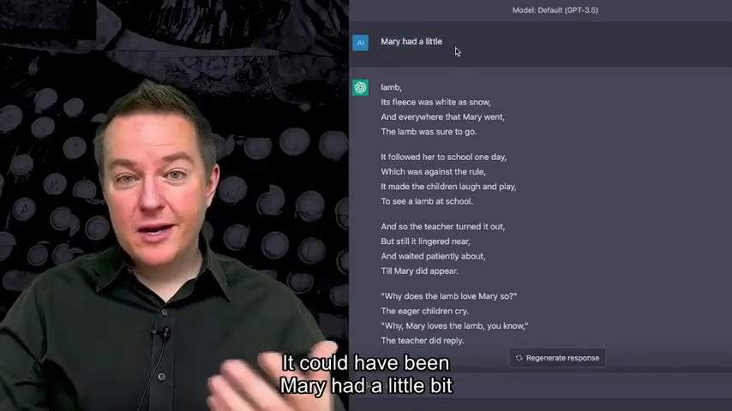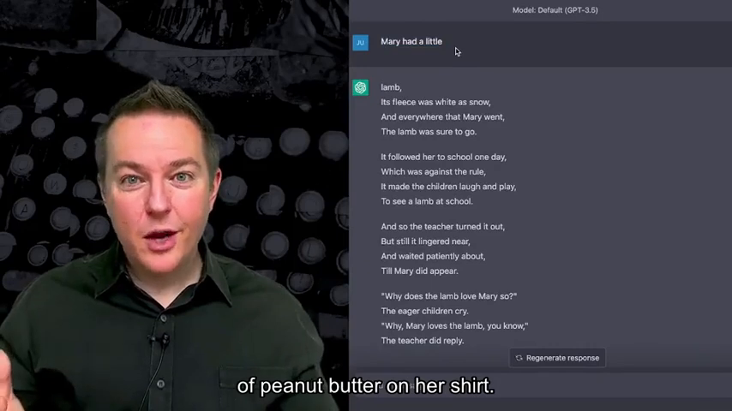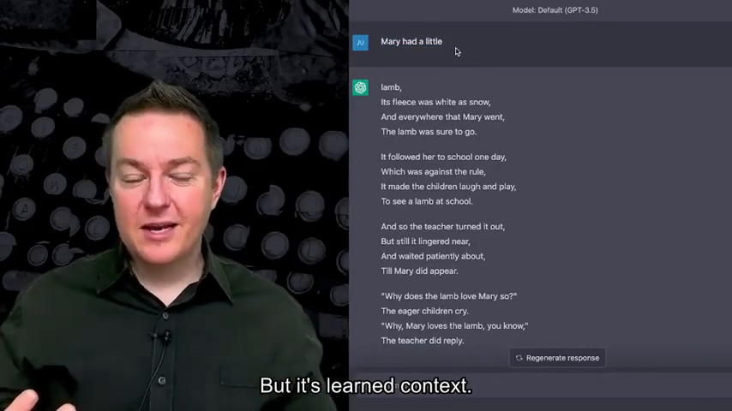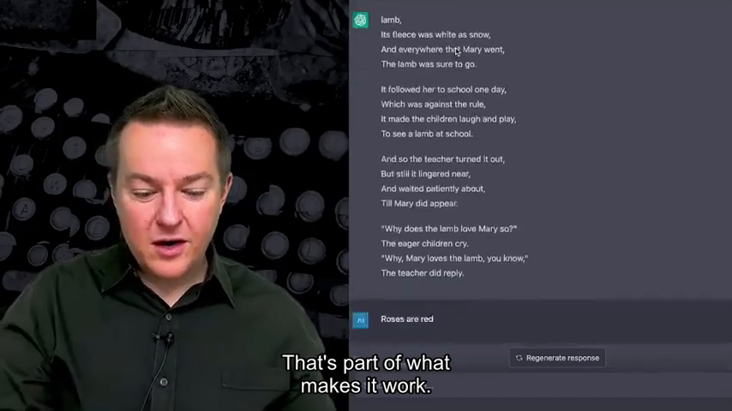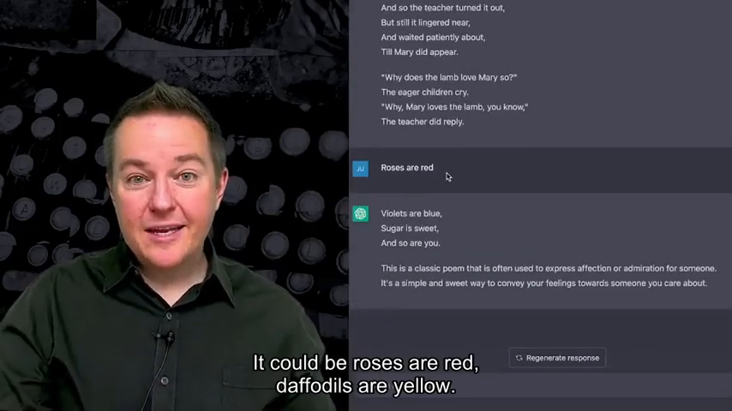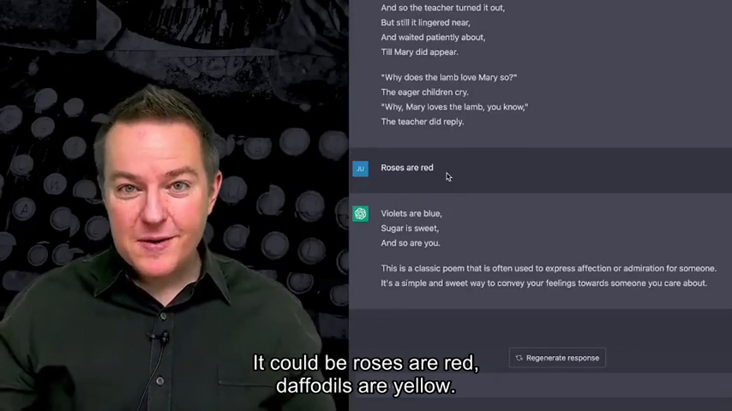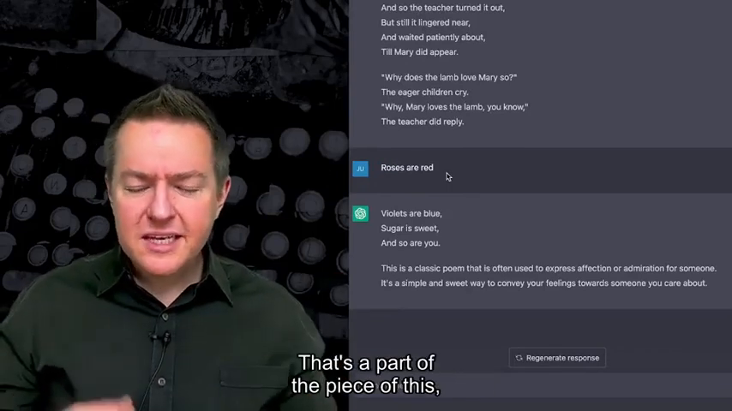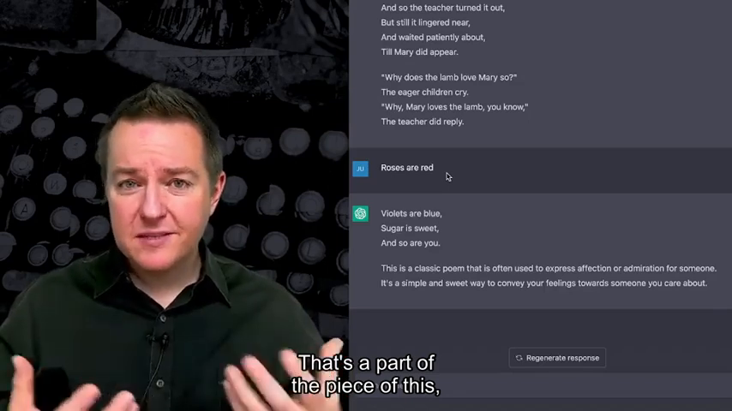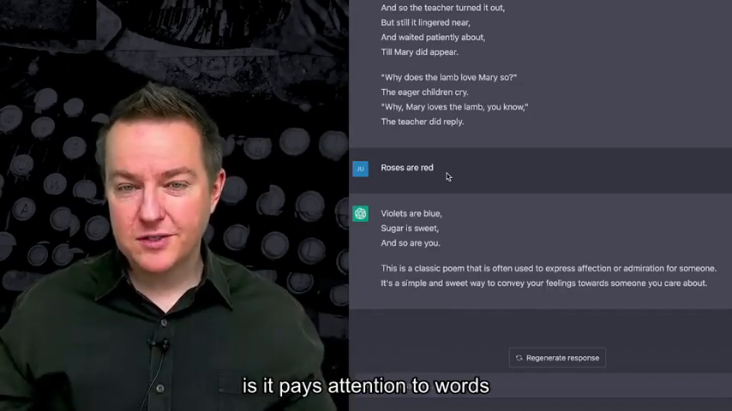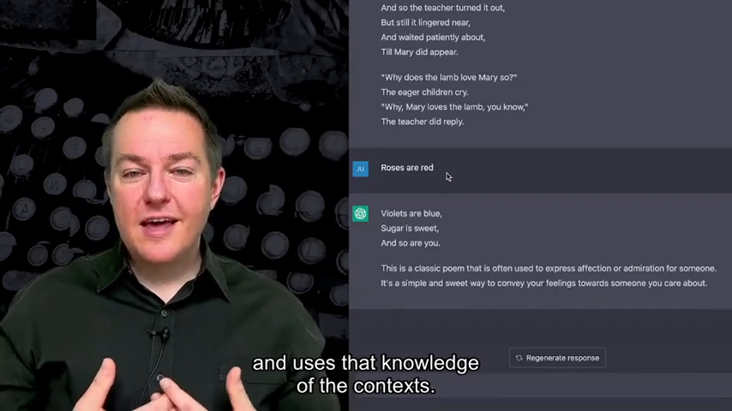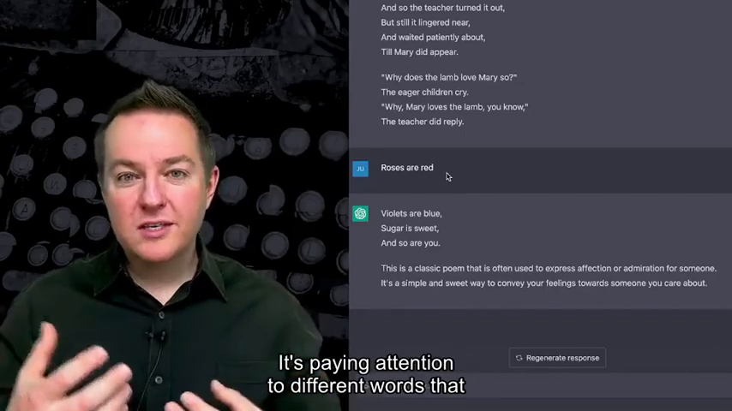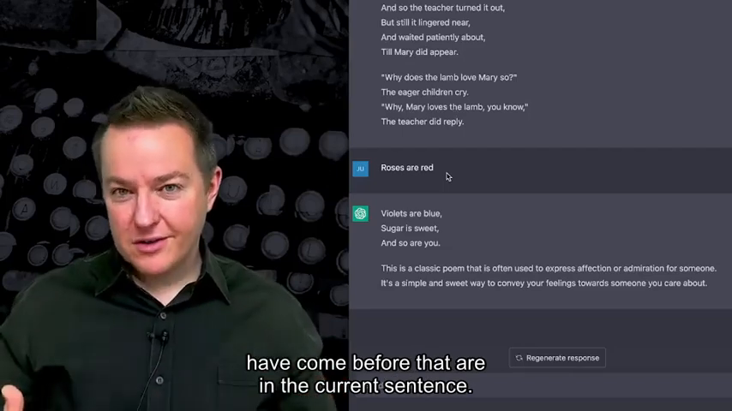It could have been Mary had a little bit of peanut butter on her shirt, but it's learned context, right? And that's part of what makes it work. It could be roses are red, daffodils are yellow, but it's learned this context, right? And so part of this is that it pays attention to words and uses that knowledge of the context. It's paying attention to different words that have come before, that are in the current sentence.